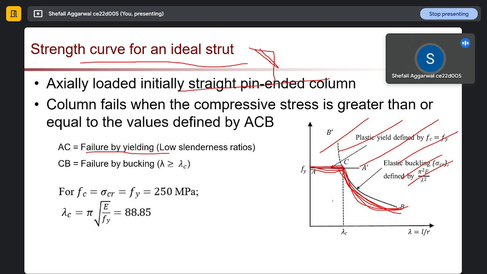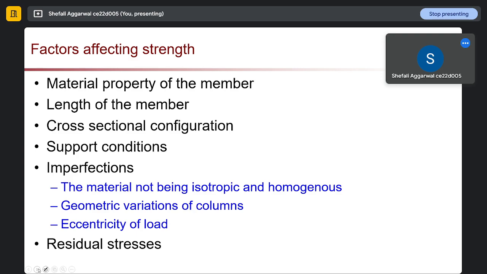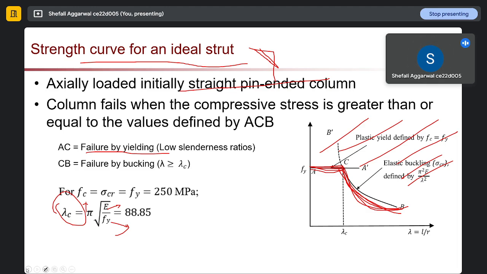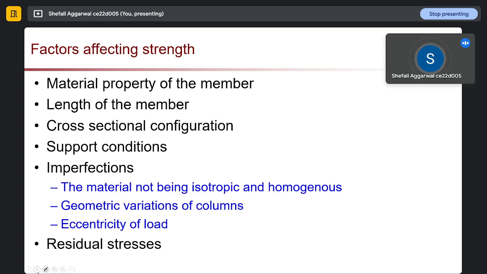If this is normal steel, then E will be 2 into 10 raised to the power 5, Fy is 250, and pi we know is 3.14. We can calculate lambda c. Right? So that was all about the normal column section, different types of column section, Euler's formula and strength curve. Next thing is what exactly is affecting the strength of our compressive members.